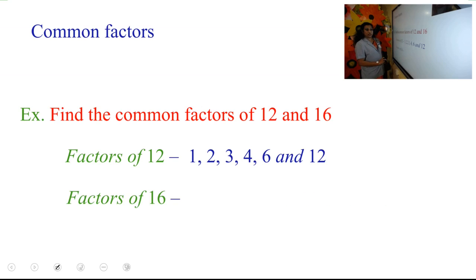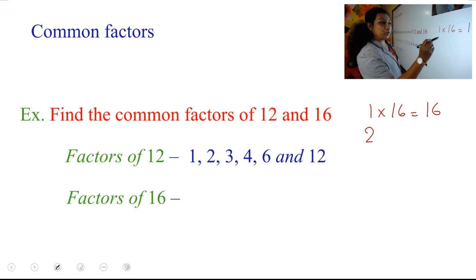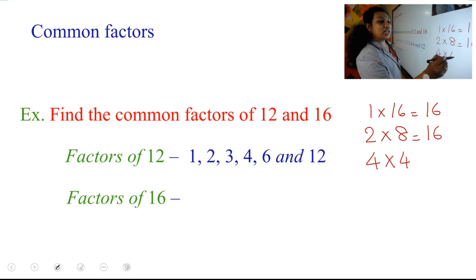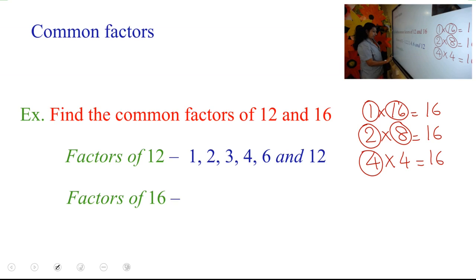Then, factors of 16. 1 into 16 equal to 16. Then, table of 2. 2 into 8 is 16. 3, no. 4 into 4 gives 16. Again, repetition comes, isn't it? So, we'll stop. The factors are 1, 2, 4, 8, 16. If a number repeats, we'll take it only once.